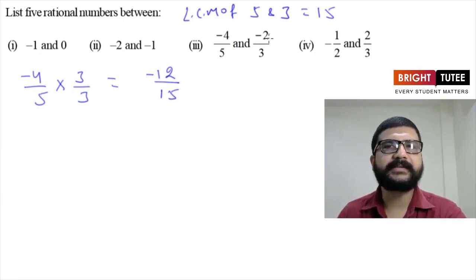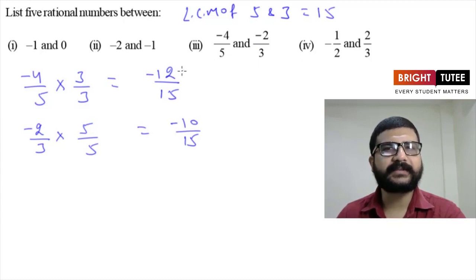and the second number is -2 upon 3. Here also we have to make denominator 15. So let's multiply this with 5 upon 5. So this gives us -10 upon 15. So now giving rational numbers between -4 upon 5 and -2 upon 3 is equivalent to giving rational numbers between -12 upon 15 and -10 upon 15. But here in this case -12 and -10, they are very close. We don't have 5 integers between them. So let's do one thing, let's multiply them with 10 upon 10.